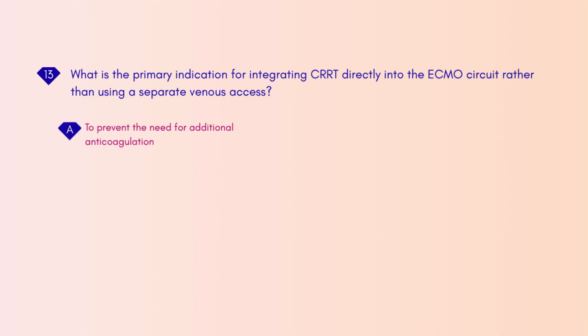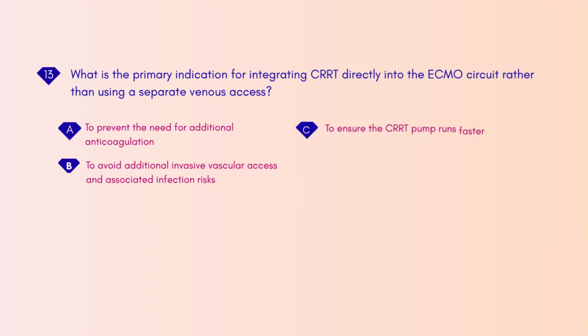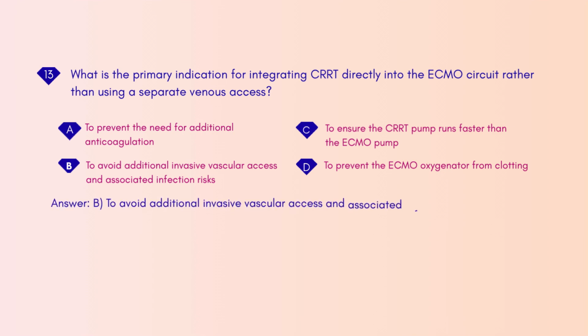What is the primary indication for integrating CRRT directly into the ECMO circuit rather than using a separate venous access? A. To prevent the need for additional anticoagulation. B. To avoid additional invasive vascular access and associated infection risks. C. To ensure the CRRT pump runs faster than the ECMO pump. D. To prevent the ECMO oxygenator from clotting. Answer: B. To avoid additional invasive vascular access and associated infection risks.